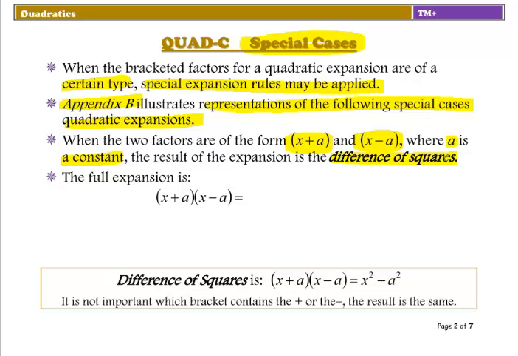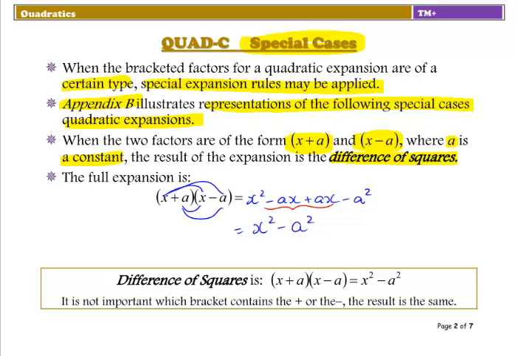So, for example, here is my x plus a, x minus a, expanding it like we did in the previous video. X times x is x squared, x times negative a is negative ax, a times x is plus ax, a times negative a is minus a squared. And what you'll notice is that we have a negative ax and a plus ax, so they cancel and just leave x squared minus a squared.